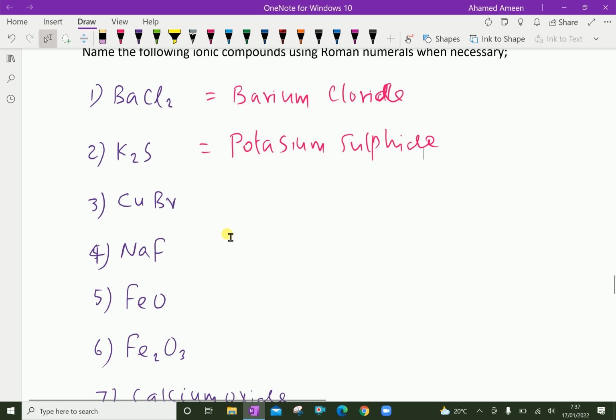Here copper 1 bromide, because both copper and bromide have single charges. Copper has a single positive charge and bromide a single negative charge, so we are using the Roman numeral 1: copper 1 bromide. Next, NaF is sodium fluoride.